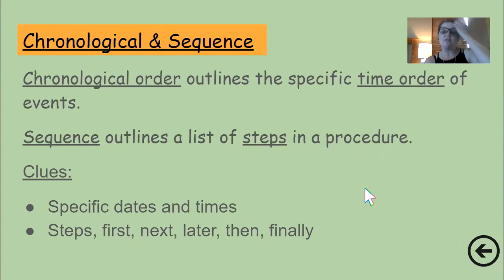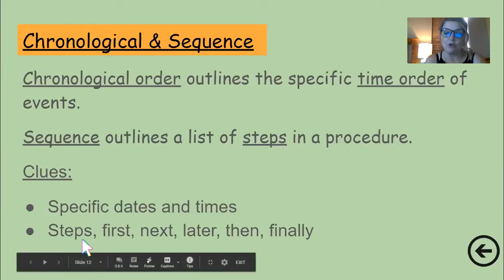So we have, this is a type of informational text. So if you're writing notes, go ahead and write down chronological and sequence, and we're going to learn all about it. Chronological order outlines a specific time order of events, okay? And sequence outlines a list of steps in a procedure. The clues that we look for to tell us that we're dealing with chronological or sequence are specific dates and times, and also steps like first, next, later, then, and finally.